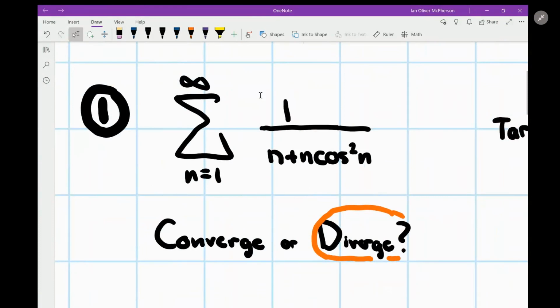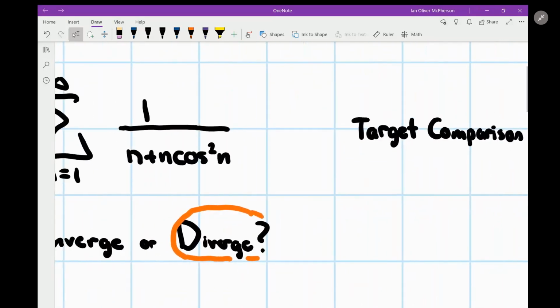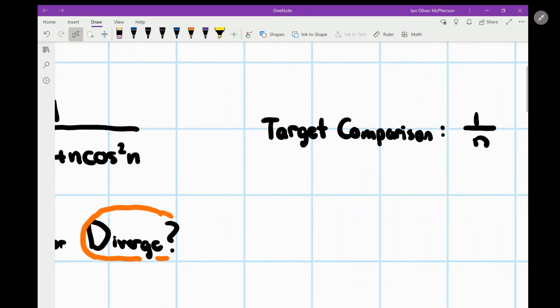Determine whether this series converges or diverges. So the answer is it diverges, but let's think about exactly why that is. Well, we're going to use the comparison test, and we want to compare this series to the series where the terms are 1 over n. Now, why is that the series that comes to mind?